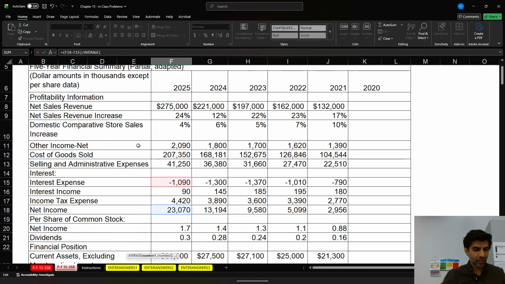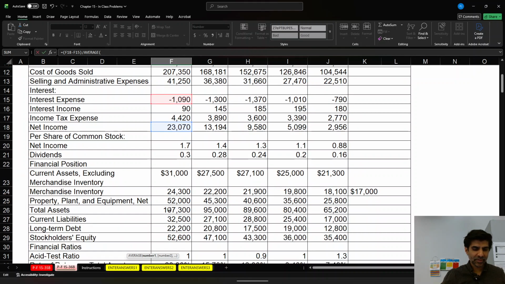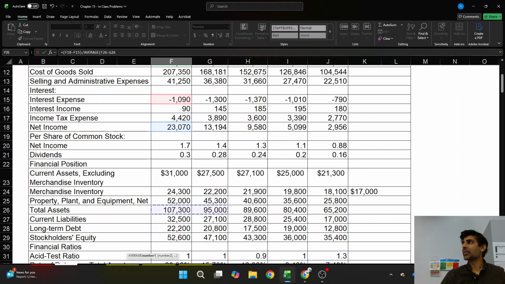I go up here. You can see that our total assets at the end of 2025 is 107,300, and at the end of 24, it's 95,000. The end of 24 is the same as the beginning of 25. So we're just going to take the average of these two, and that's going to give us the average of 2025, essentially. Beginning balance and ending balance, the average of that.